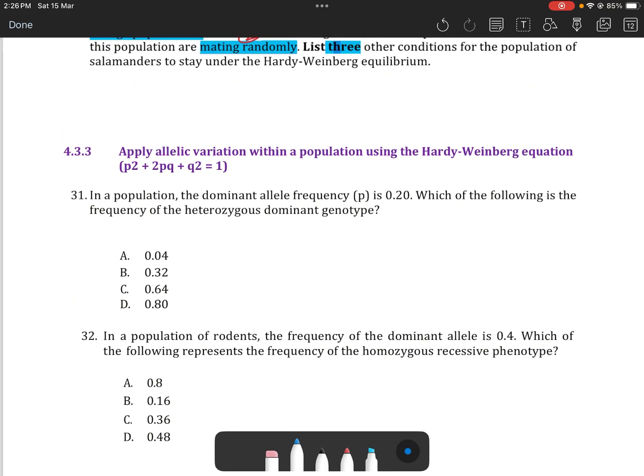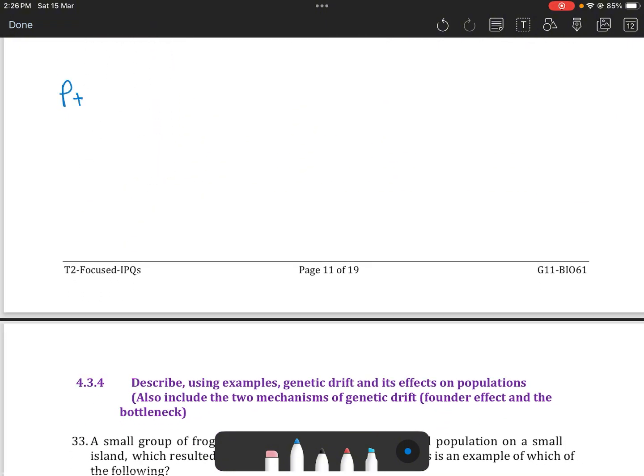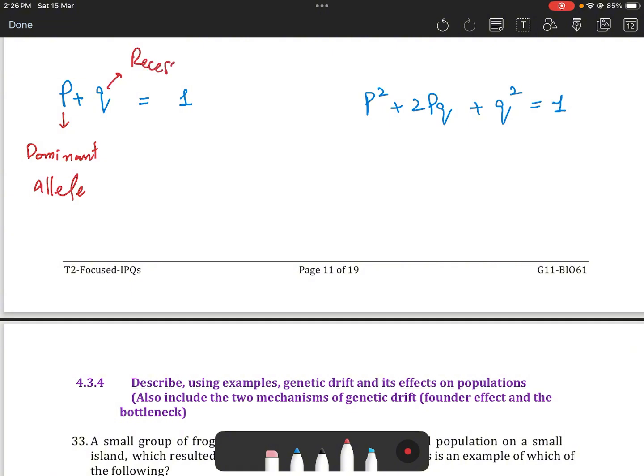Now we come to the calculations of the Hardy-Weinberg related questions. You have to apply the allelic frequency within the population using the Hardy-Weinberg equilibrium equation. One equation is given to you here, while another equation is P plus Q is equal to 1. Now the most important thing over here is that you need to know what these mean. Let me write them here. P plus Q is equal to 1, while P square plus 2PQ plus Q square is equal to 1. P is the frequency of the dominant allele, while Q is the frequency of the recessive allele.